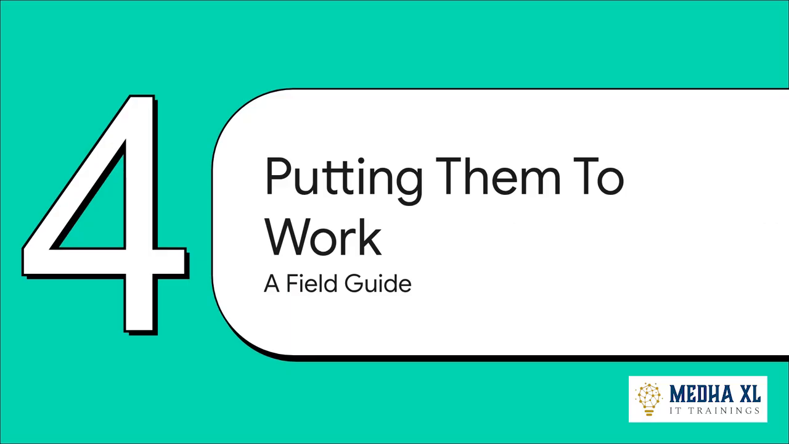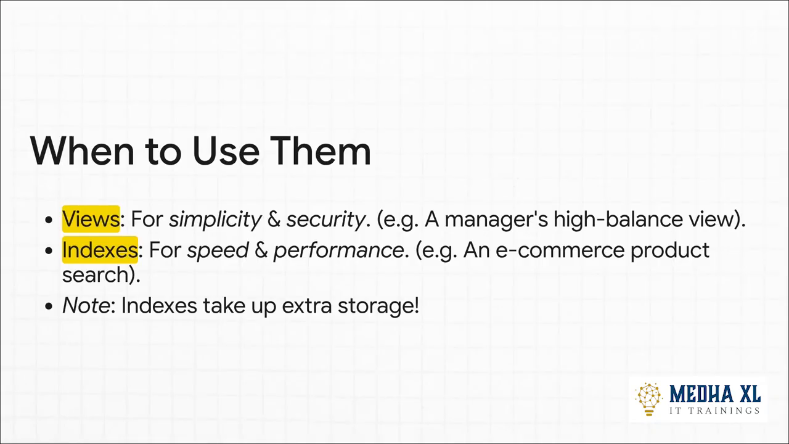Okay, so we know what they are, but the million-dollar question is, when do you actually use them? Let's look at a few real-world scenarios to make it super clear. So here's the rule of thumb. You use views for simplicity and security. For example, you could create a view for a manager that only shows them high-balance customer accounts, completely hiding all the other sensitive data from them. You use indexes for pure speed. Think about an e-commerce website that needs to find a product by its ID 1,000 times a second. That's a job for an index. Just remember the trade-off. Indexes use extra storage space, so you only want to add them to columns you search on all the time.